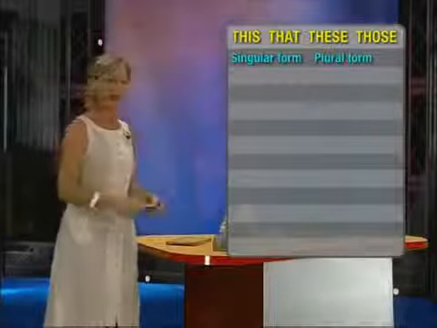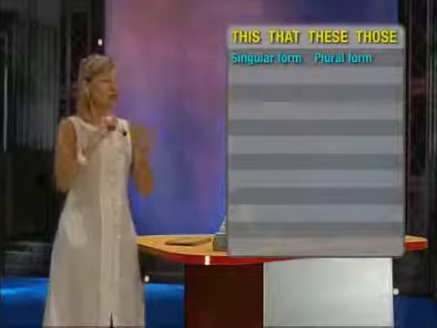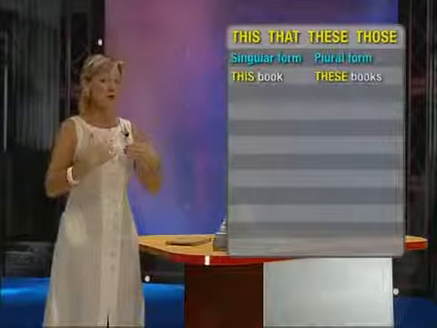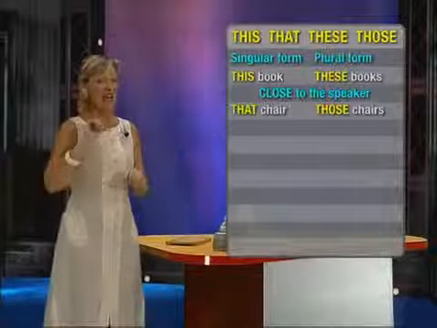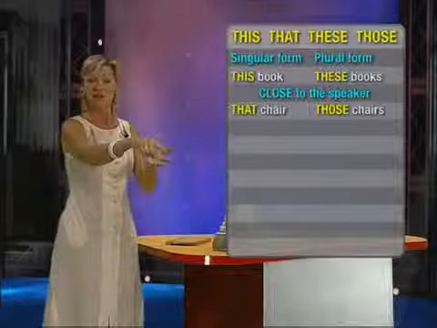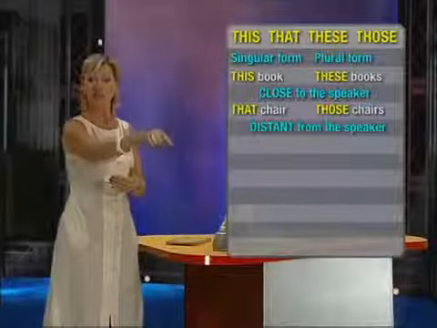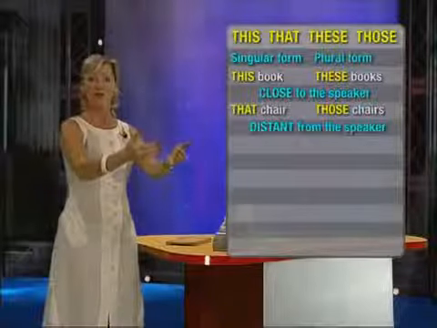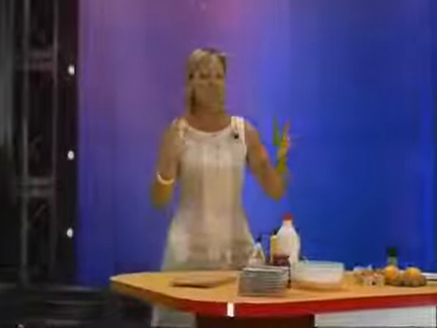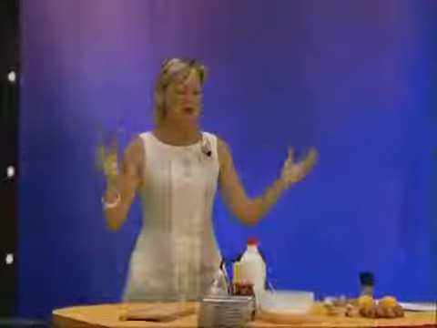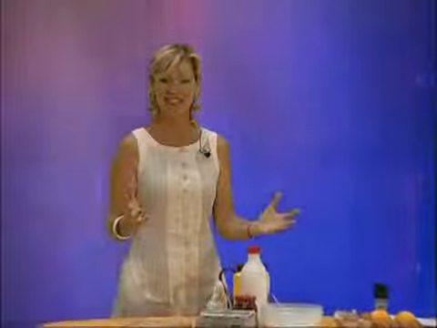Let's see that on the screen. So, this book, plural, these books when they're close to you, and that chair, for example, and those chairs when they're distant from you. That's a big lesson, hey? There's a lot to remember. So we have some and any, countable and uncountable, this, that, these, those. Whew! You have a lot to do at home to study there.